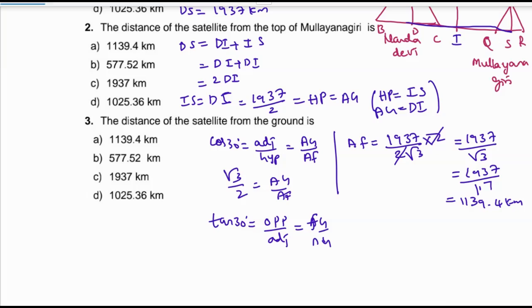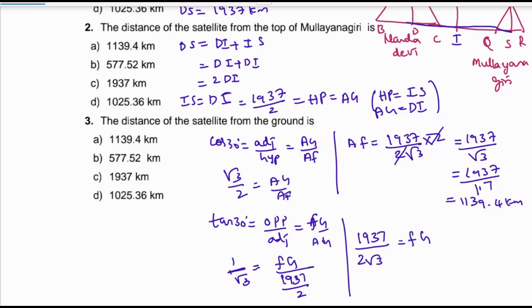AG, that will be. Now tan 30 is 1 by root 3. So 1 by root 3 will be FG divided by AG, which is 1937 divided by 2. So 1937 divided by 2 root 3 is FG. So 1937 divided by 2 into 1.7 is FG.